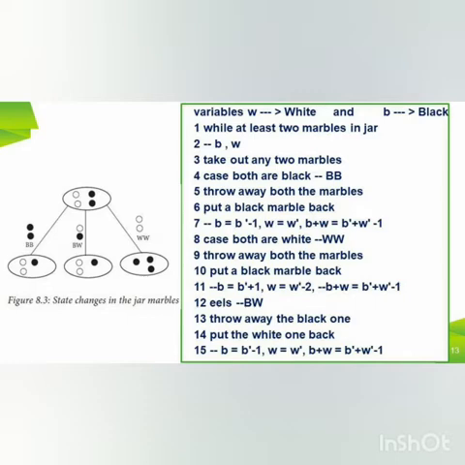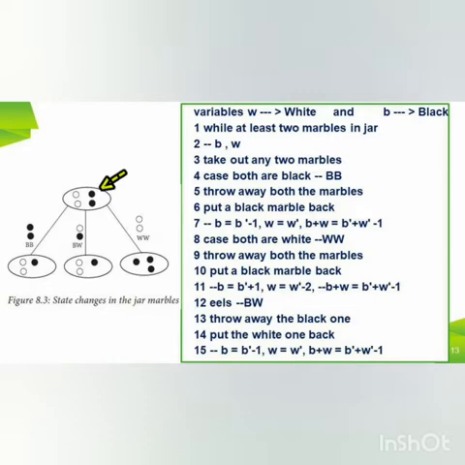So, it may be black or white. First, we are going to take 2 marbles from the jar. It may be both are black. So, in the case both are black, that is BB, throw away both the marbles and put a black marble back into the jar. So, at the beginning stage we have 4 marbles. Then we have taken 2 marbles from the jar. Both are black in color. Here the condition is, if both are black, throw them out but put another black marble inside the jar.